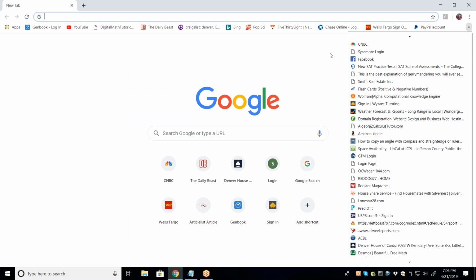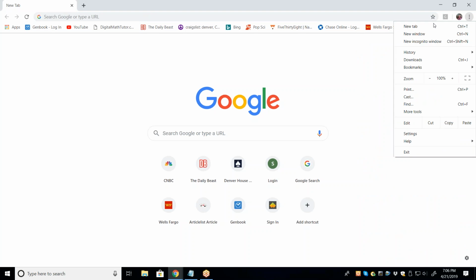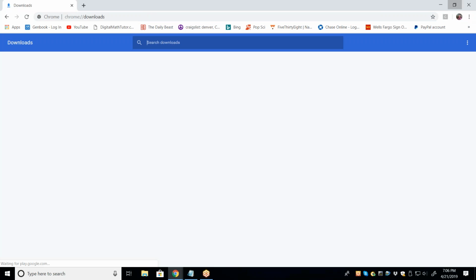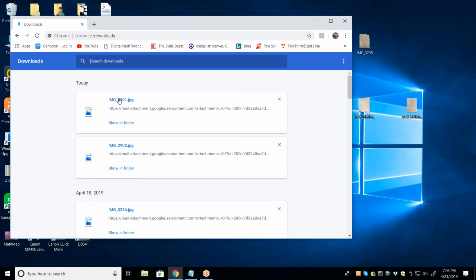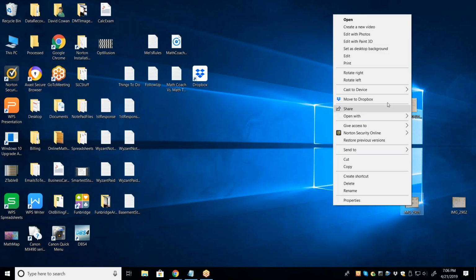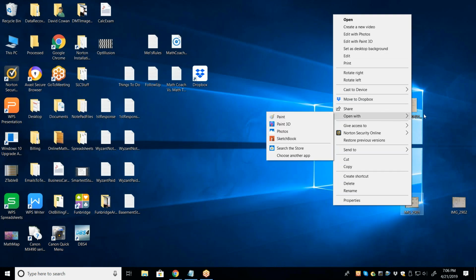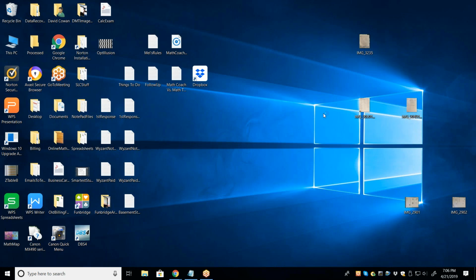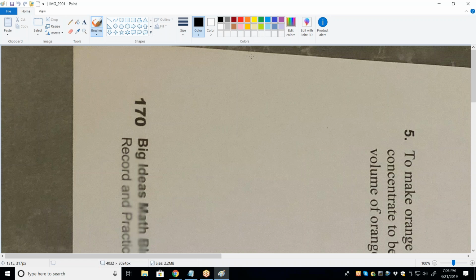Are these problems for the next 2 days? Yeah. Okay. Looks like I have 2 files here. And if I open them with Paint, I can rotate them, which I usually need to do. I need to rotate this 90 degrees left.